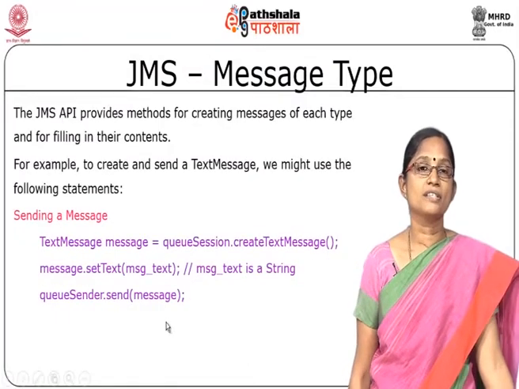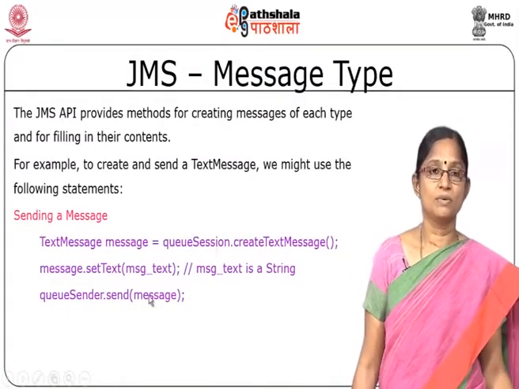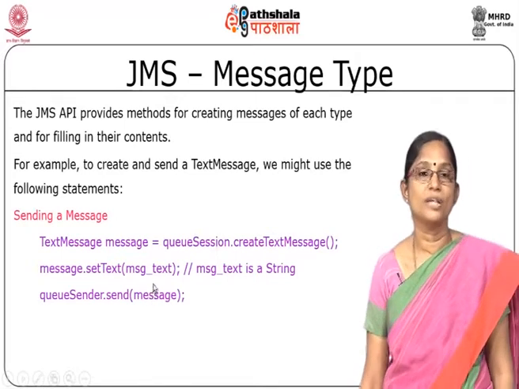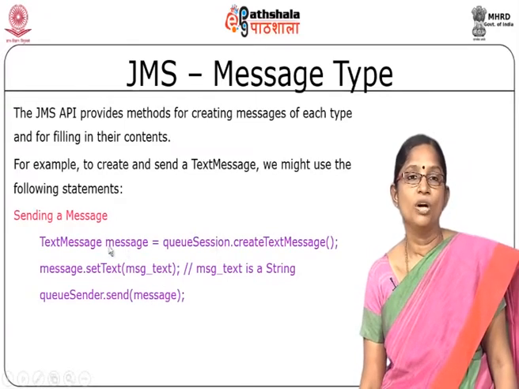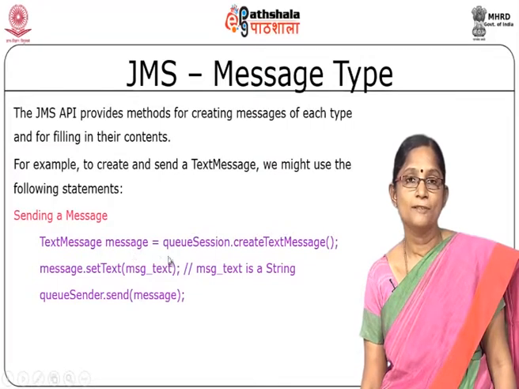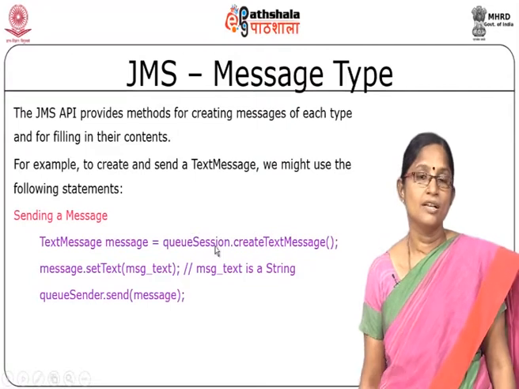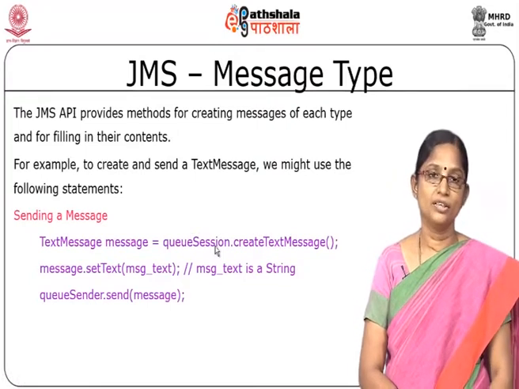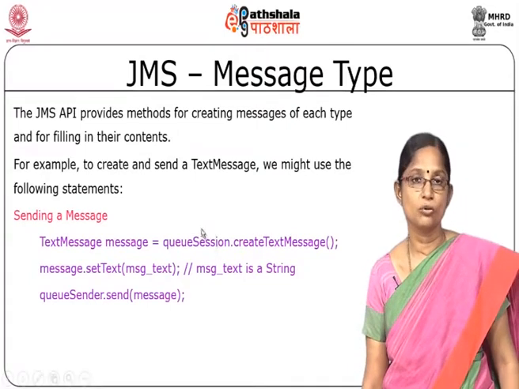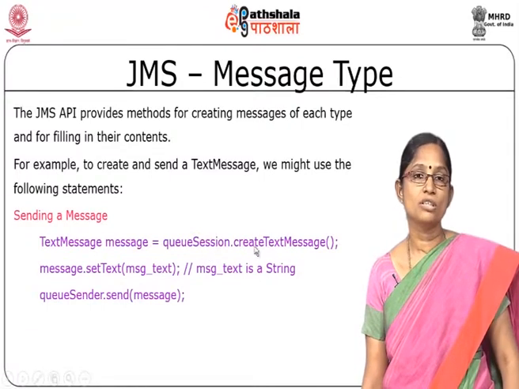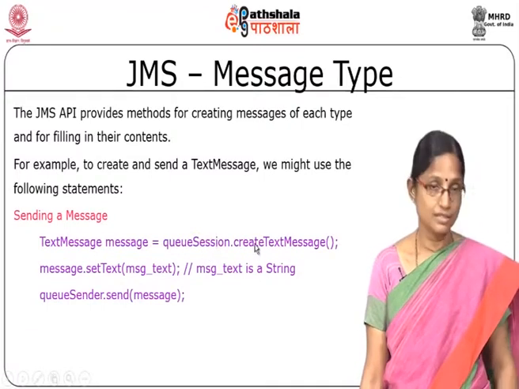Okay. So, for example, if we want to create and send a text message, we can use the following statements. First, we want to create a message. The message variable belongs to the class called text message, whereas this message variable should call upon a method called create text message, where this create text message can be invoked only on the session object. Since we are using a queue object here, we are making use of the queue session object. Only over the session object we can call upon the method create text message.